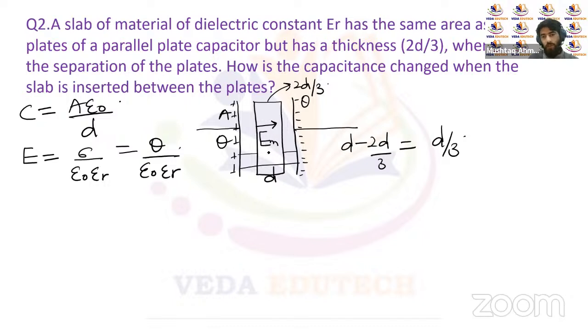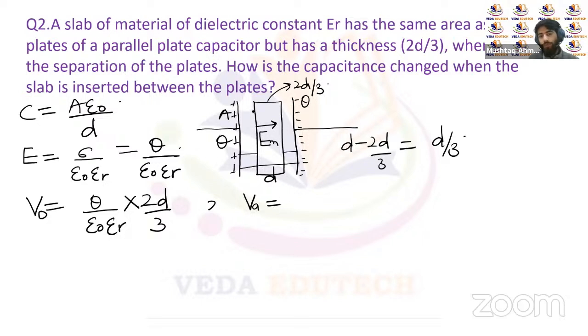So the potential difference across this dielectric will be equal to the thickness, which is 2d upon 3, multiplied by the electric field here. Let me call this Vd, the potential difference across this dielectric slab. That will be Q upon A epsilon naught epsilon r multiplied by the thickness, 2d upon 3. And the rest of the potential drop will be across this region, that's d upon 3, and let's call that Va.